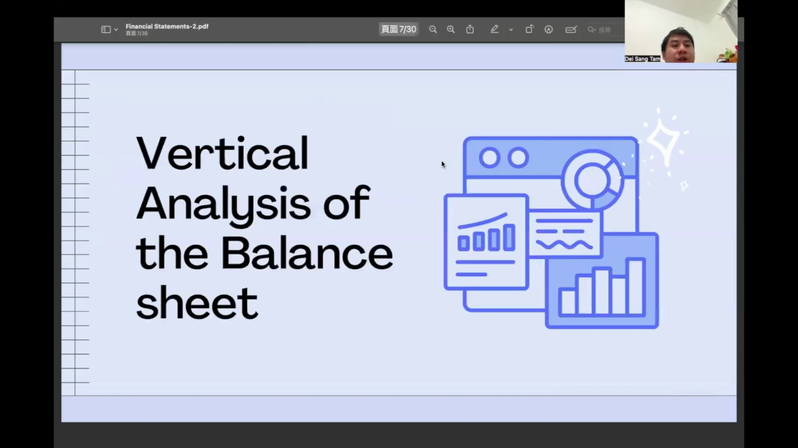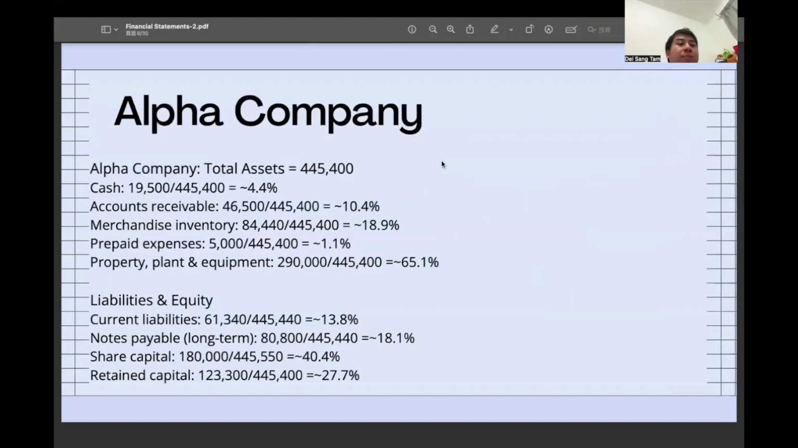So let's talk about the vertical analysis of the balance sheet. Here's the data of the Alpha company. The total assets of Alpha company is 444,400, and the cash occupies about 4.4%. The accounts receivable is nearly 10.4%, the merchandise inventory is about 18.9%, and the prepaid expenses is 1.1%, and the property, plant, and equipment occupy about 65.1%.